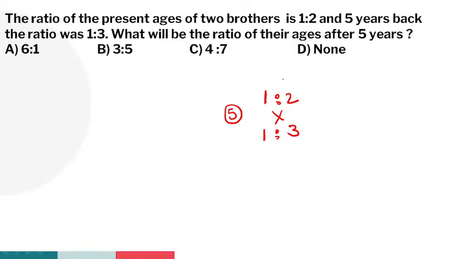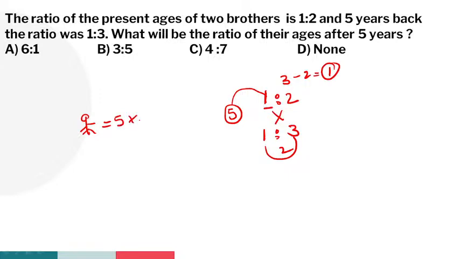What is the first step? Cross multiplication. Check the difference. 1 into 3, 3. 1 into 2, 2. Difference is how much? 1. Next, 1, 3 difference is how much? 2. First, find out the first brother A. First brother is how many parts? 1 part. How many years back? 5 years back. 1 into 5, 5.